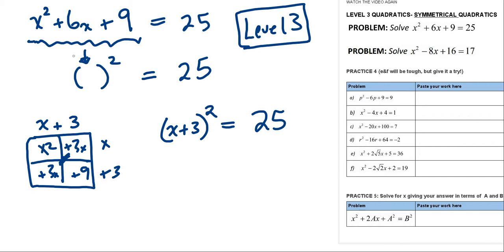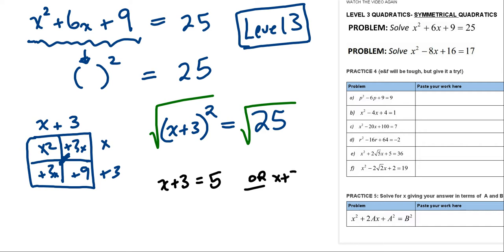But right now, I've reduced this thing back to a perfect little square and an area, 25. So now I can undo this square by square rooting the (x + 3)² and 25, and being very careful because when I square root that, I create two realities. x + 3 = 5, or x + 3 = -5. We've seen this already, actually.